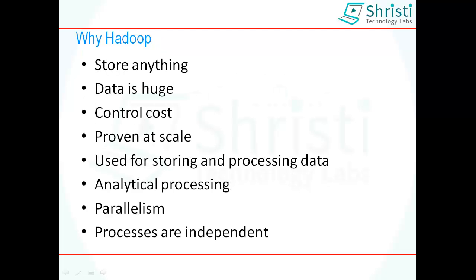You can store anything: video, audio, text, unstructured data, a huge amount of data. There's less cost because it uses commodity hardware. For scale, a 10,000-machine cluster is sitting at Yahoo. You use the same infrastructure for storing and processing, and that's the key here. If you separate these things, it becomes very complex. This is the beauty of it, and this is what we are going to focus on in the next few slides.